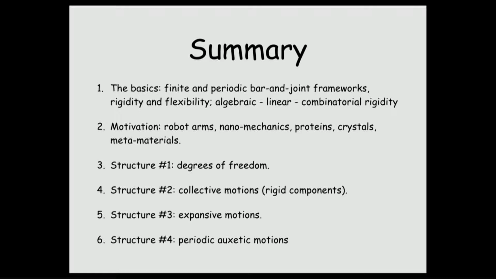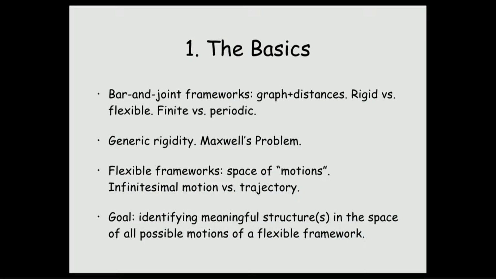And then I'm going to tell you about the 4 types of structure in the motion of these linkages that we are looking for, okay? So let's start with the basics. We have seen yesterday, Philip did a nice introduction about bar and joint frameworks. It's about graphs and distances. We want, however, a precise definition of what rigid means, what flexible means, and I'm going to discuss this both in the finite and in the periodic case.